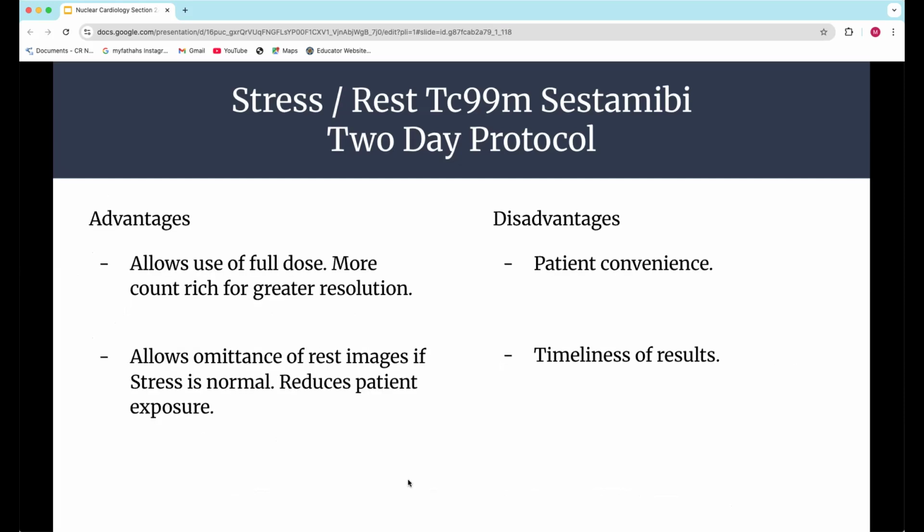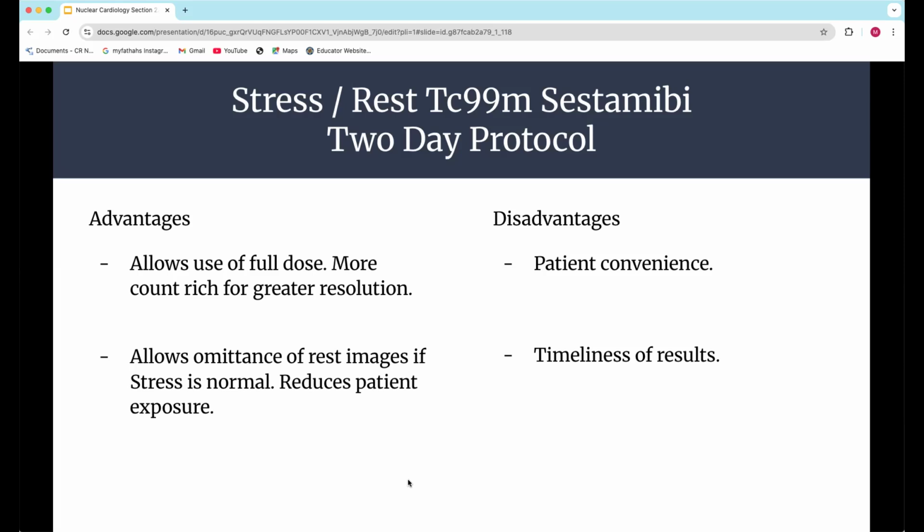So advantages and disadvantages were kind of a big deal as to why you don't see this a lot anymore. Some places will do this. But the advantage, obviously, is that it allows the full dose to be used, right? You can use 30 to 40 millicuries and get really good images on both your rest and your stress. This would allow you to omit the rest images altogether if the stress was normal, which obviously saves the patient time, and it also, more importantly, saves them exposure, right?